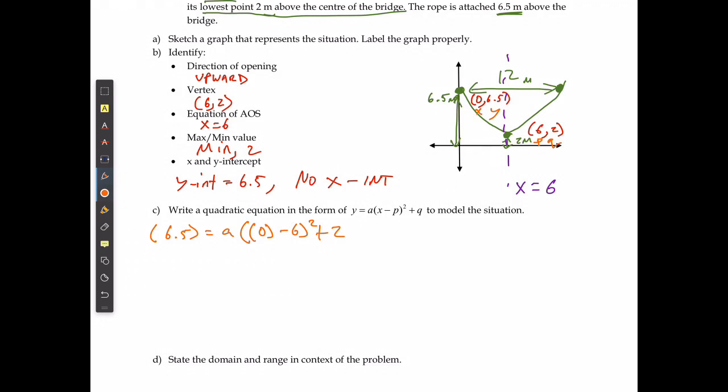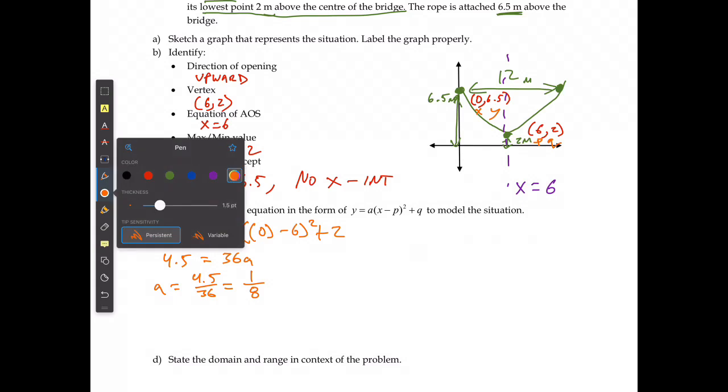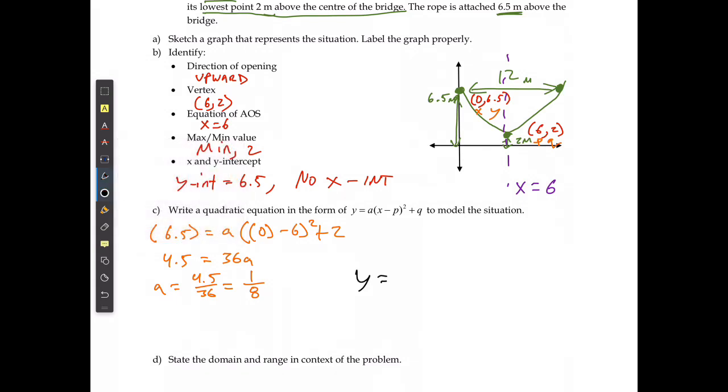When I subtract 2 from both sides, I'm going to get 4.5 is equal to (−6)² is going to be 36a. Or a is going to equal 4.5 over 36, which is actually the same as 1 over 8. My equation is going to be y is equal to 1/8 (x − 6)² + 2.